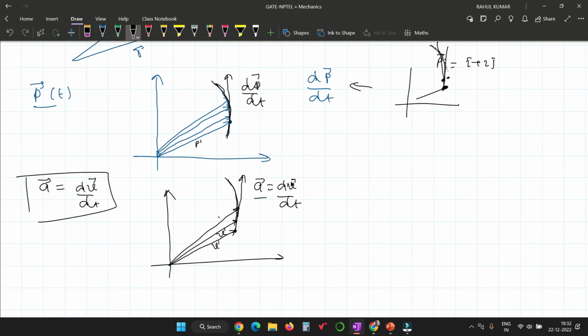Is there any confusion? No, sir. Sir, actually, this concept is due to the centripetal acceleration. Oh, no, I will talk about this later.